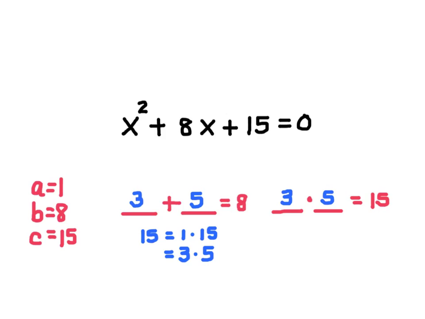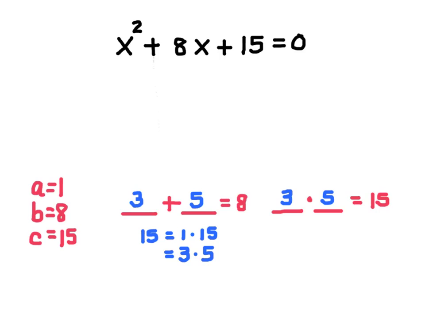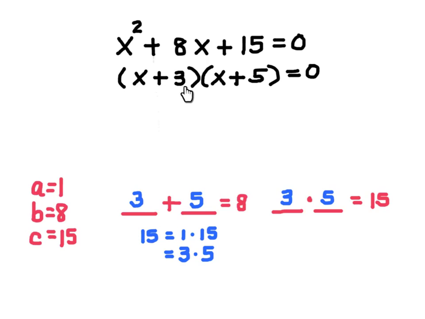Okay, so now we're able to factor this equation. We factor it into x plus m, which is our 3, times x plus n, which is our 5. Now, what we have is the zero product property, which tells us that if you multiply a value times another value, and one of these values is 0, the product will be 0. So either x plus 3 equals 0 or x plus 5 equals 0.